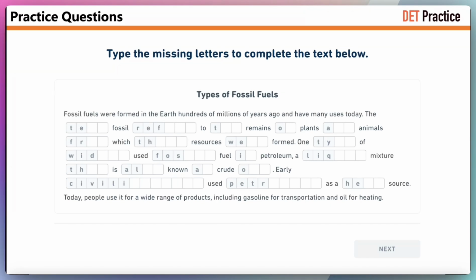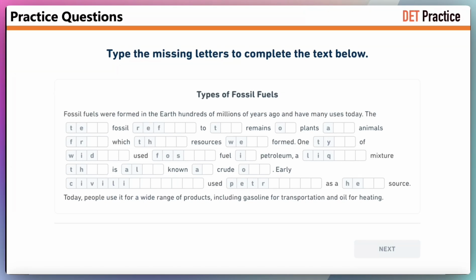The first sentence reads, "Fossil fuels were formed in the earth hundreds of millions of years ago and have many uses today." This briefly introduces fossil fuels as fuels formed millions of years ago that we still use today. The last sentence says, "Today, people use it for a wide range of products, including gasoline for transportation and oil for heating." From this, we can gather that the passage is an introduction to fossil fuels, likely covering their types and uses. Now let's fill in the blanks.